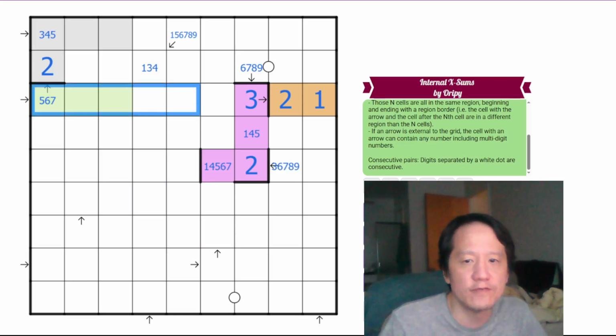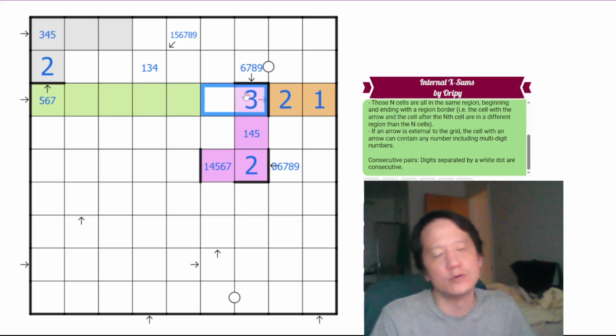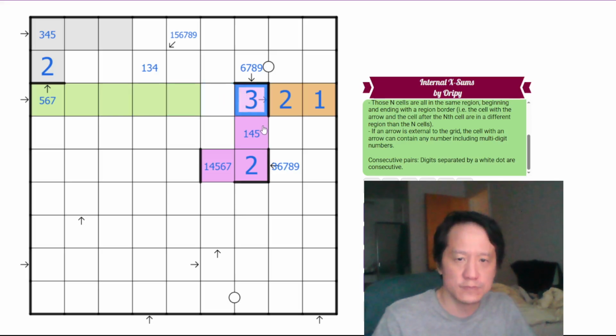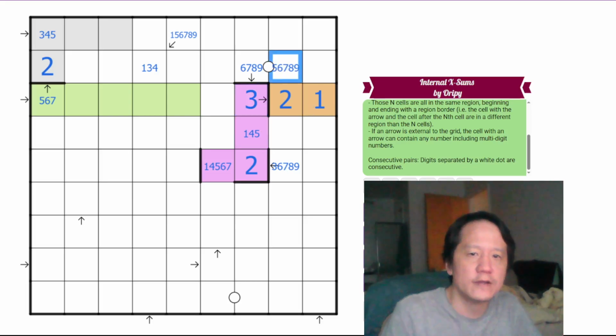This is 5, so this green has to go all the way here, at least. Okay, so this green cannot be the same region as the pink, because this is 5 already, this is 4, so that's 9, but then it can't connect. So this must be... These digits must be 5 through 9.